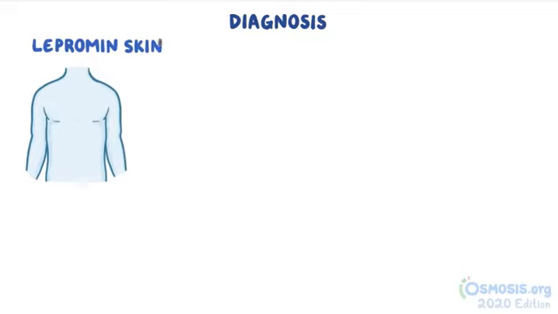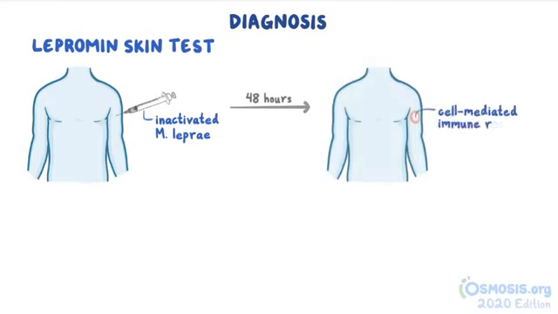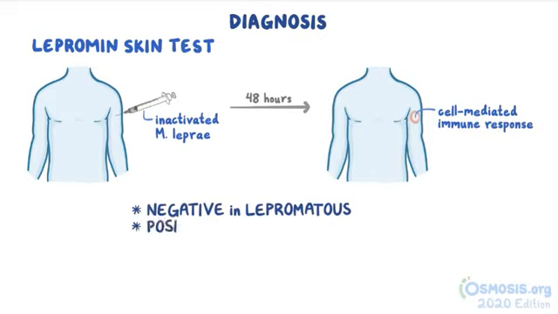Finally, a Lepramin skin test might be done to determine what type of leprosy a person has. This is when an extract of inactivated M. leprae is injected intradermally. And if an induration appears after 48 hours, it means that there's a cell-mediated immune response against the organism. So this test is negative in Lepromatous form and positive in tuberculoid form.